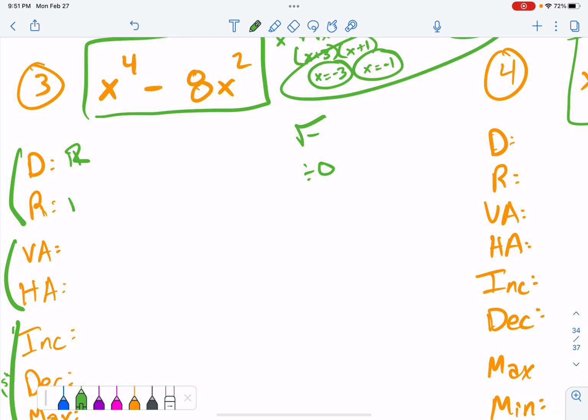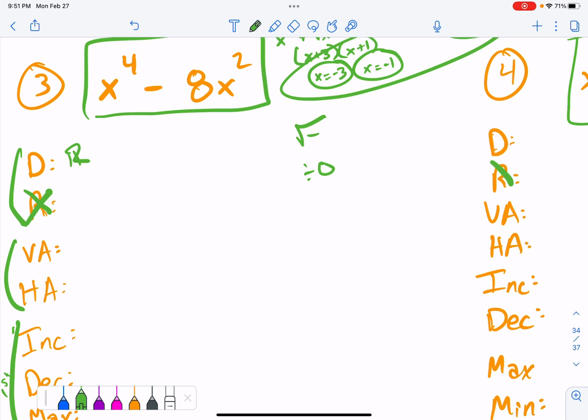Therefore, his range is going to be, well, I don't know if I really want to do the range, because you can't really tell the range unless you plug numbers in and look at the graph. I shouldn't have put range on there. I don't think I put range on the test. We're going to skip range.